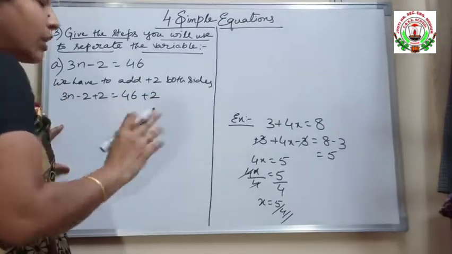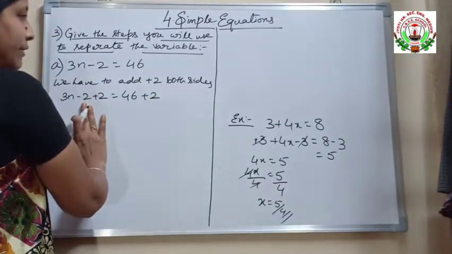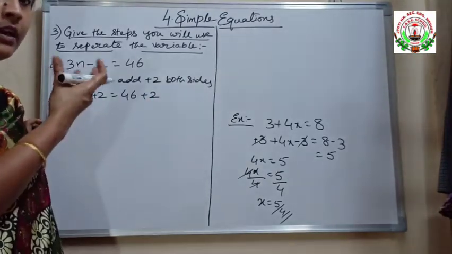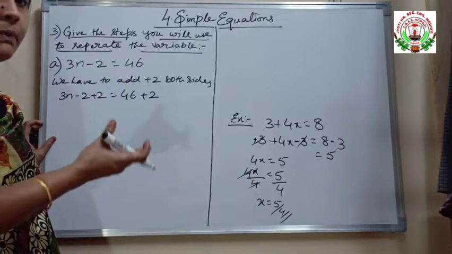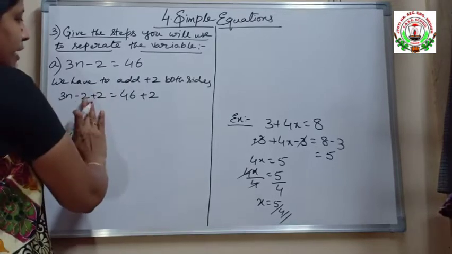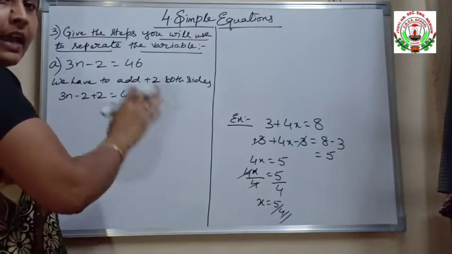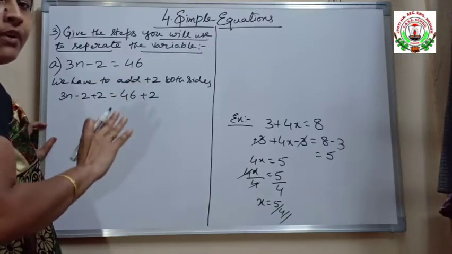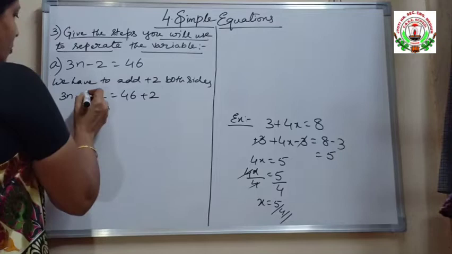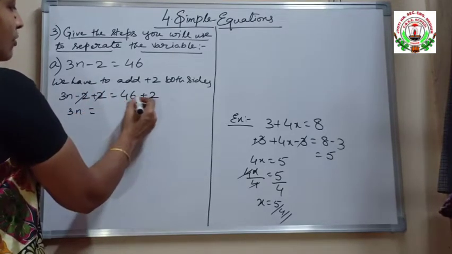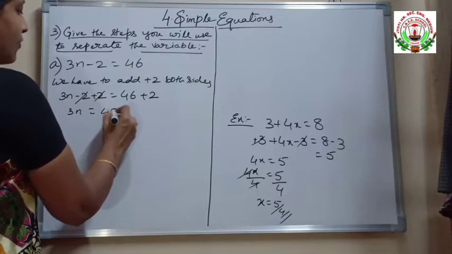I told you, whatever you are going to add on the left hand side, you have to add it on the right hand side. Otherwise, whatever you are going to subtract, multiply or divide on the left hand side, you have to do it on the right hand side also. Then only the equation will be balanced and we are going to get the value of the variable correctly. So minus 2 plus 2 got cancelled. So I got the answer as 3n is equals to 46 plus 2, it is 48.